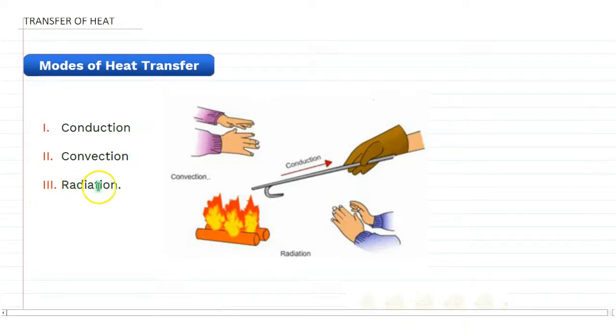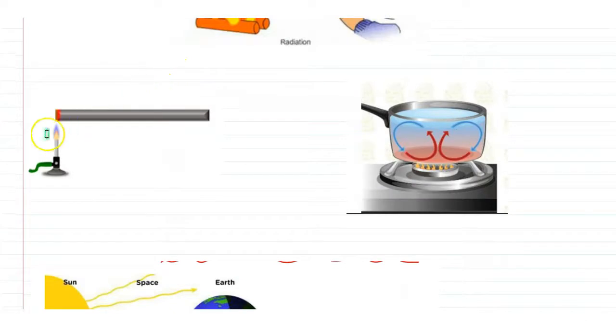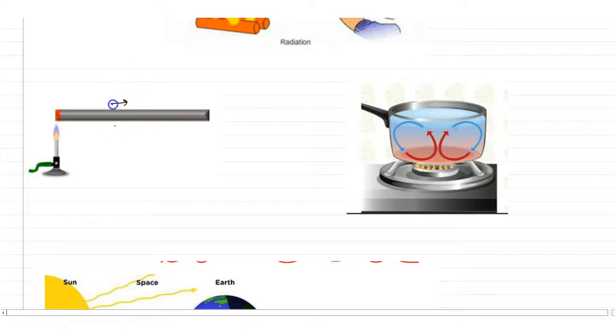And in the process of radiation, no medium is required. Here heat is transferring from this side to this side. This process is known as conduction, and the material is not transferring. The material is stable at its own position. And this is called convection.